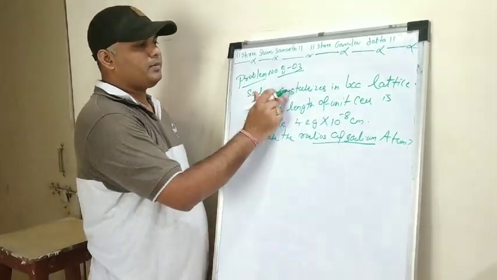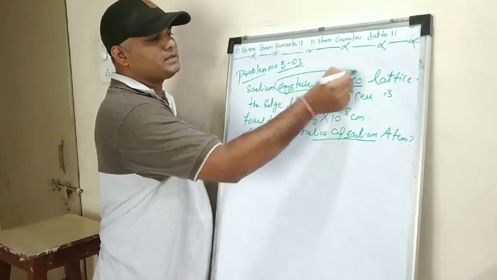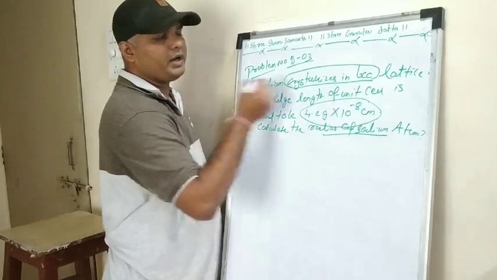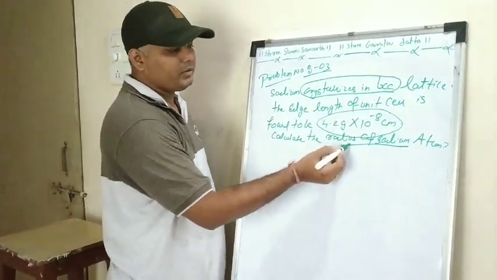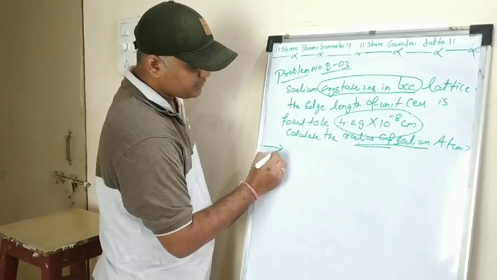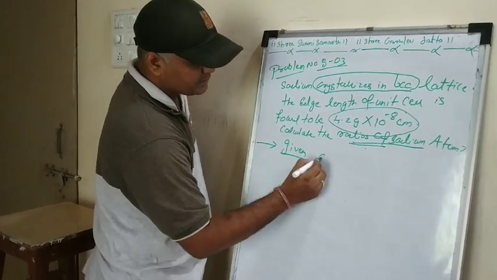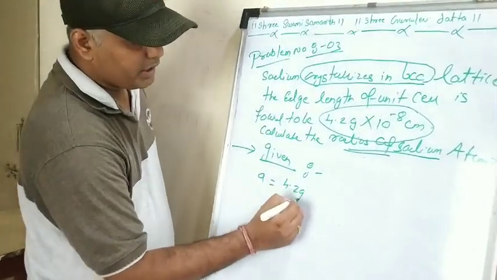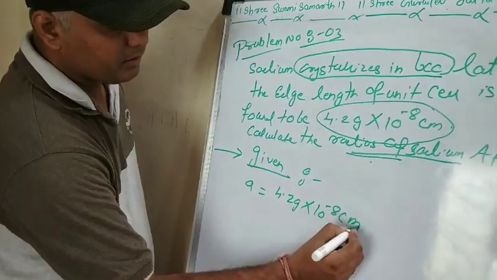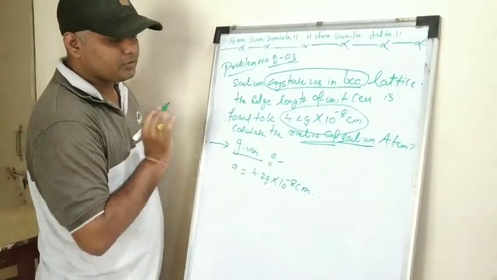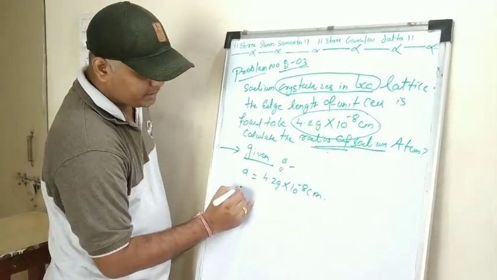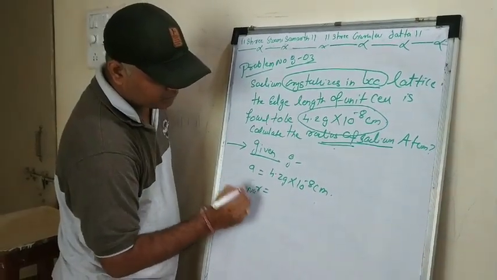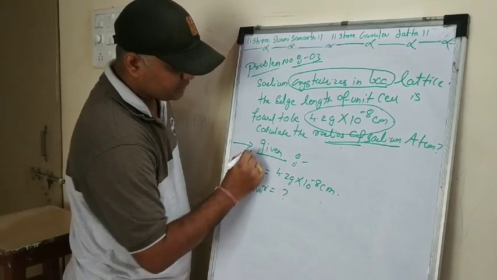So what is asked in the problem? It crystallizes in a BCC structure, right? And the edge length of the unit cell is found to be 4.29 into 10 raised to minus 8 centimeter. We need to calculate the radius of the sodium atom. So let's write down the given. What is given in the problem? The given is a, 4.29 into 10 raised to minus 8 centimeter. Anything else is given apart from this? No. What we need to calculate? The radius of a sodium atom, right? So this is our given.